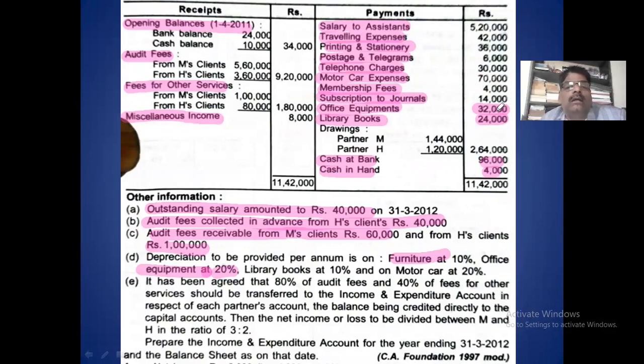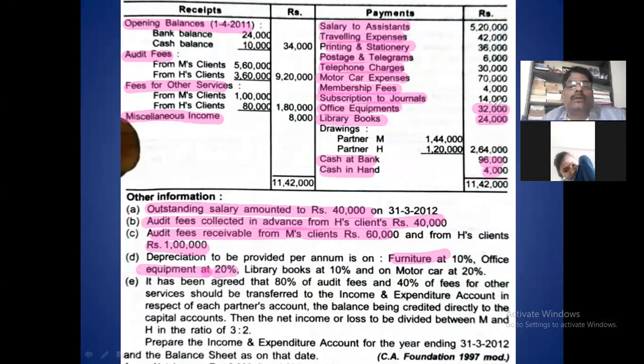1,600 is the depreciation on purchase, and on the opening balance you calculate 20%. In the same way, library books: 10% on the opening balance you calculate, and purchase 24,000. On this 24,000, half year depreciation you calculate.